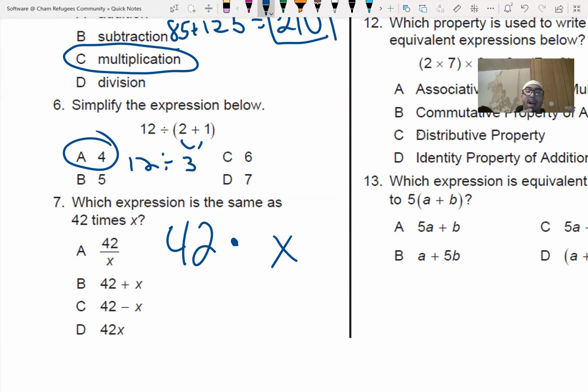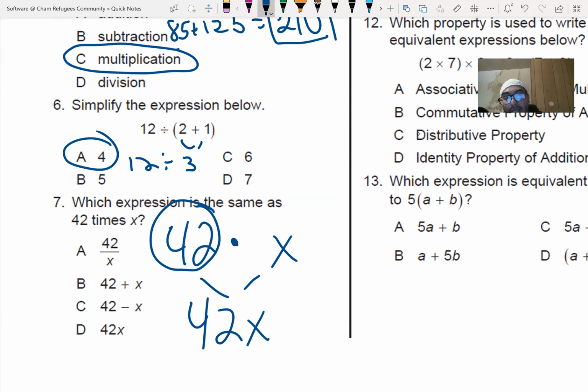So we can actually combine this together and just write it as 42x, because remember, when you're multiplying times a variable, you can just connect the 2 numbers together, okay? So this is called the coefficient, and this is called the variable, right? So this is the correct answer, which is D.